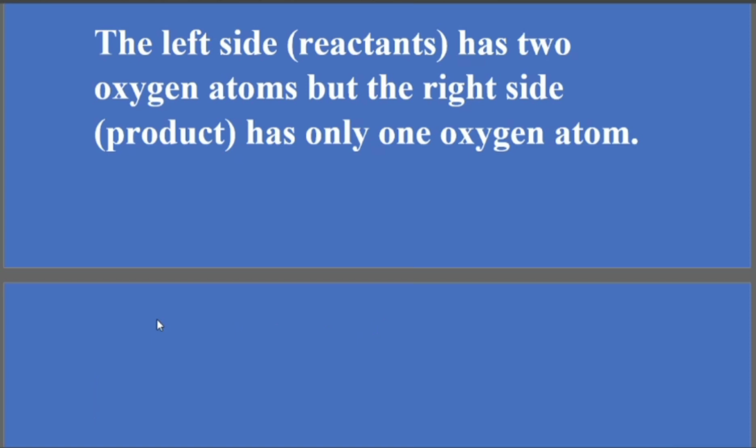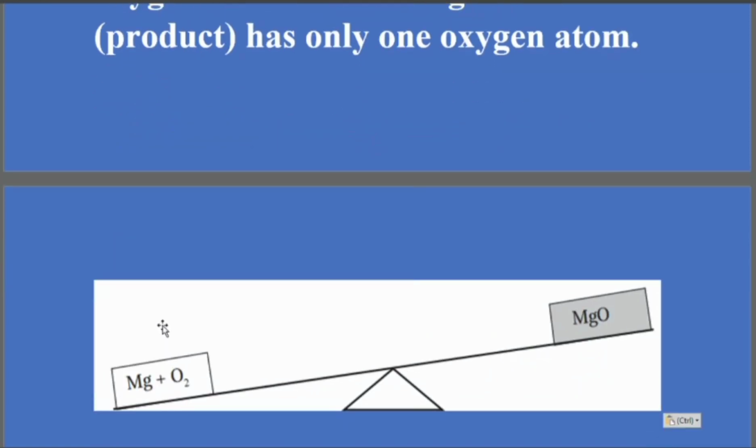So from our drawing here, we can see that it is unbalanced. It is not balanced. You can see that now the left side is heavier than the right side. The mass for the reactants is too heavy compared to the mass for the product. Now our aim here is to see to it that we balance it.